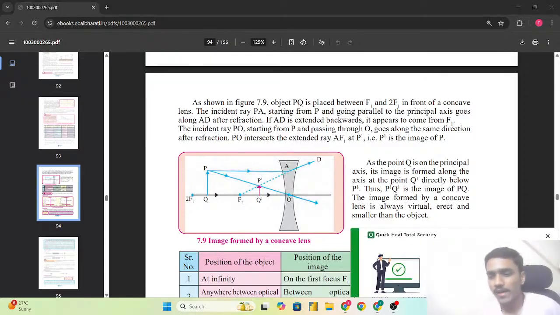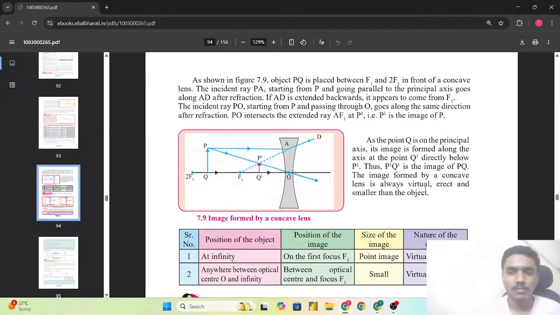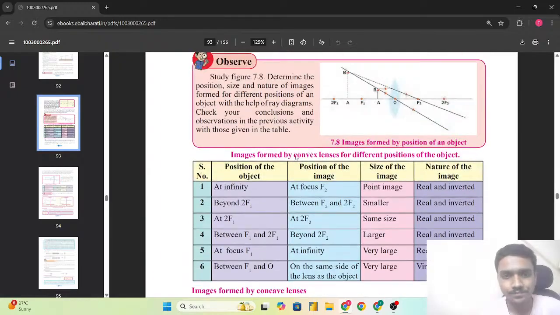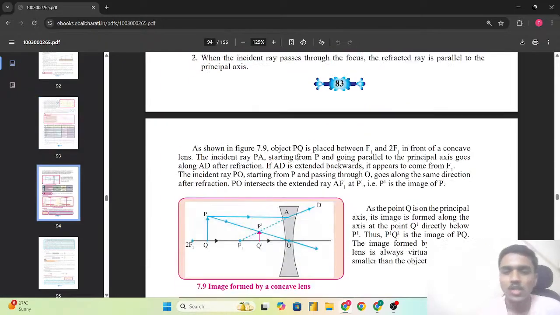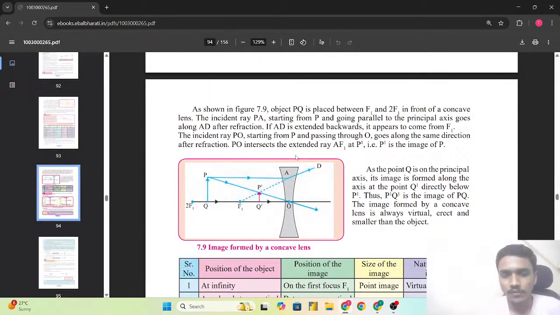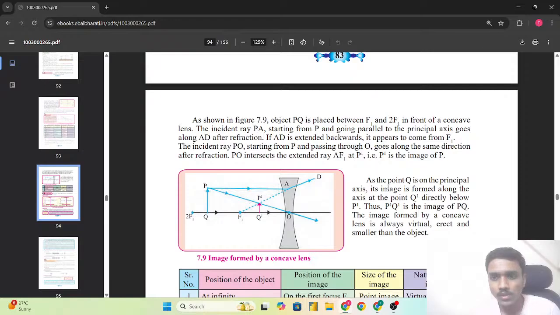Since we are studying image formation by the concave lenses, we are taking here the diverging lens, and we are applying the same rules for the ray diagram as we studied for the convex lenses. We have seen here that when the object PQ is placed between F1 and 2F1, the image is formed inside the lens. So P dash is the image of P.